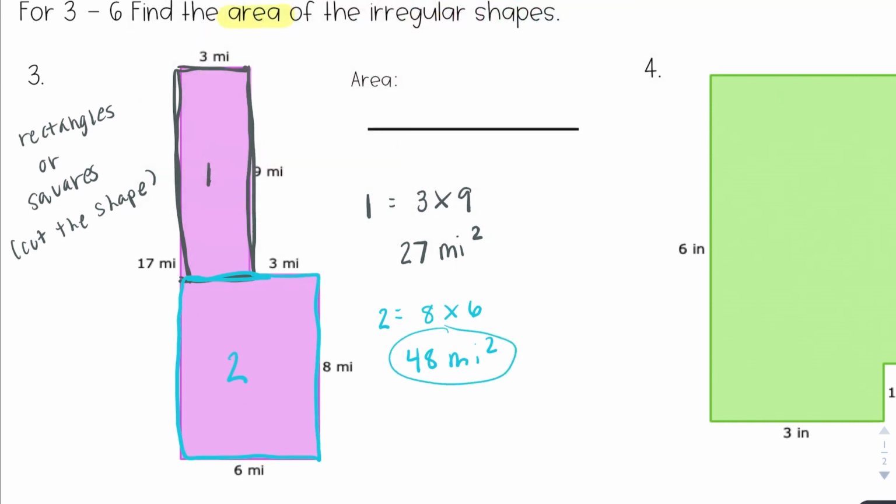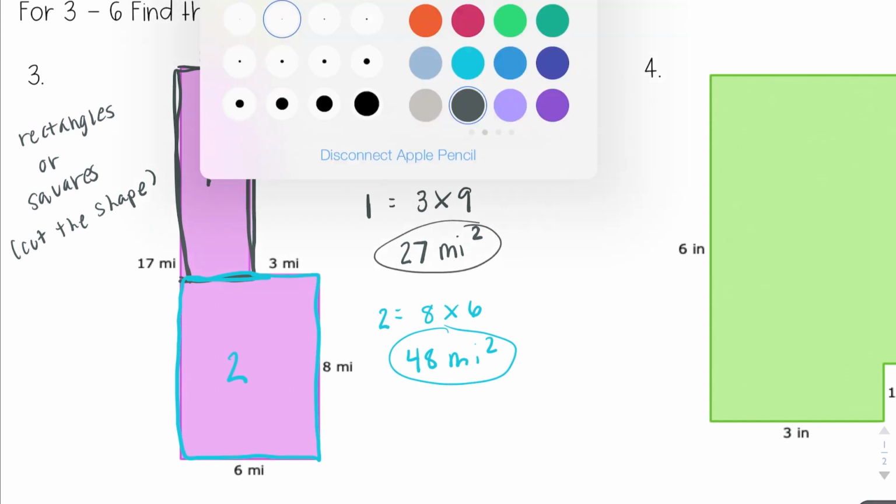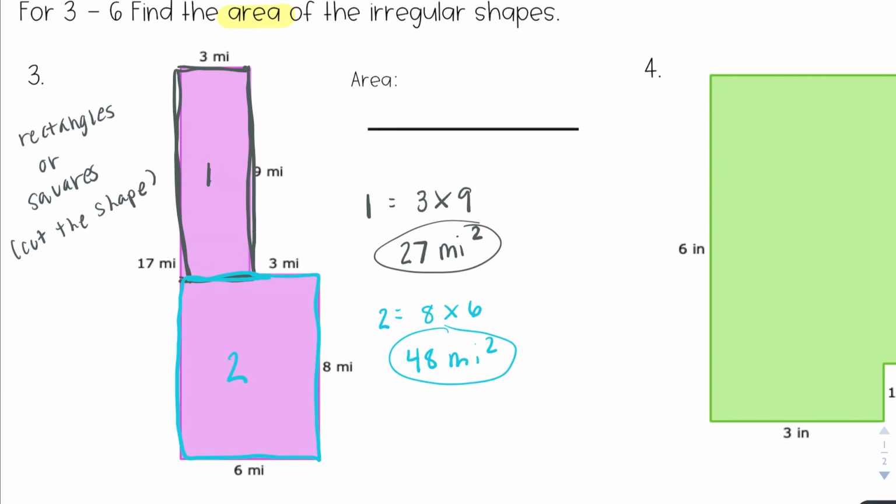Because I split this shape up at the beginning, I now have to combine my shape back together because I'm finding the area, or the inside measurement, of the whole entire irregular shape. So I have to take that 27 and 48 and combine them back together with addition. And I know 27 plus 48 is 75 miles squared.